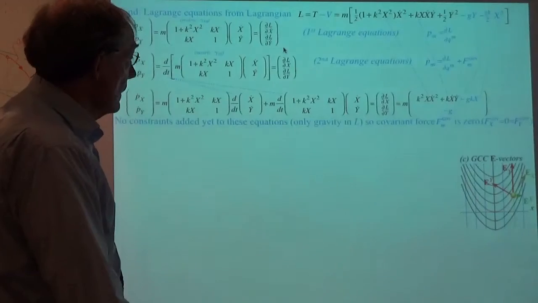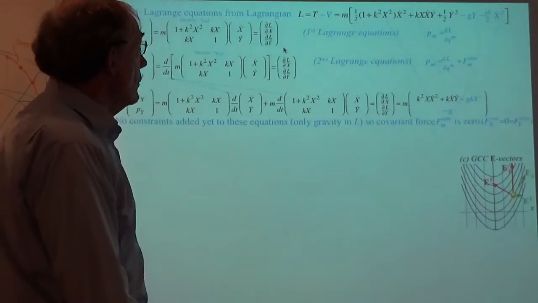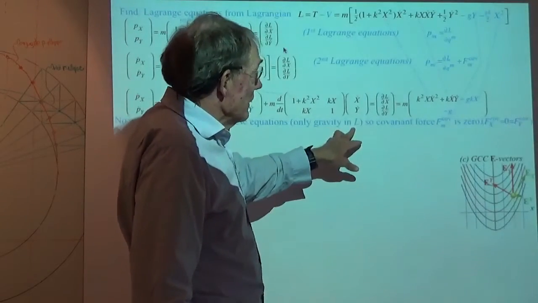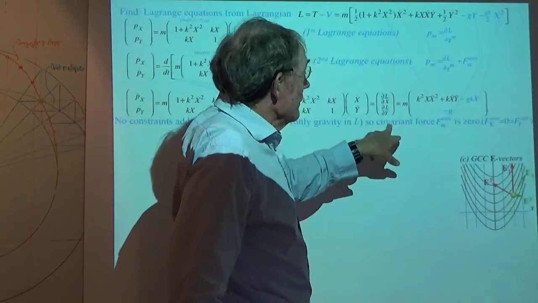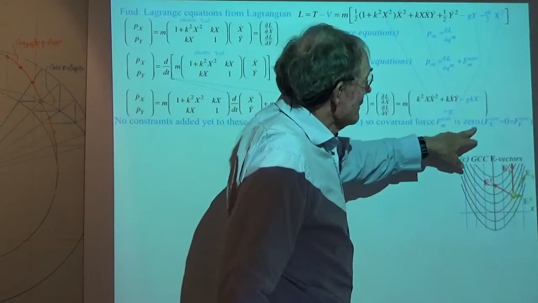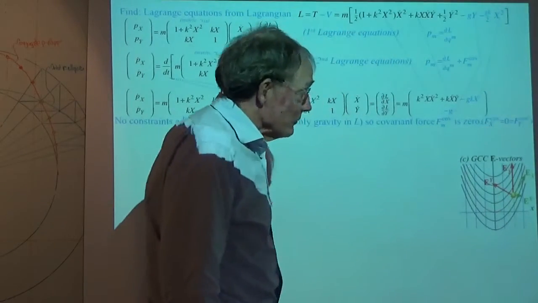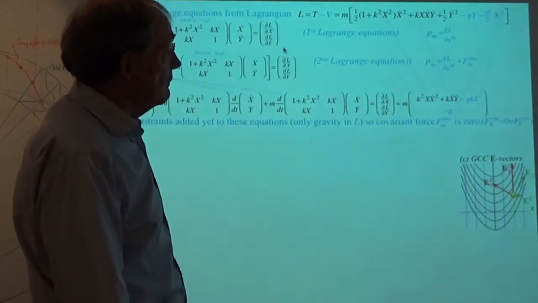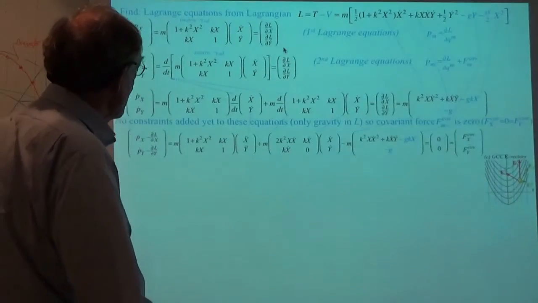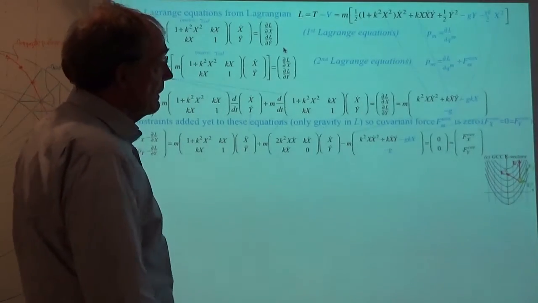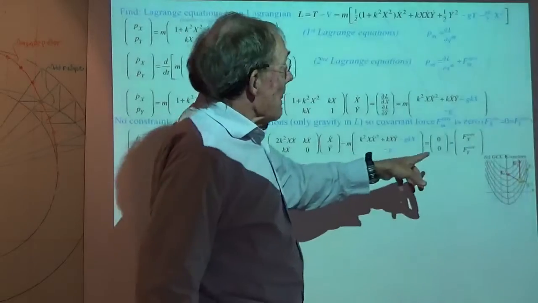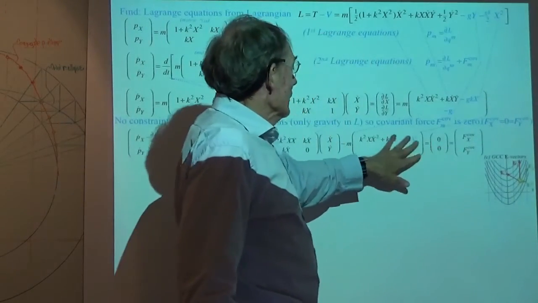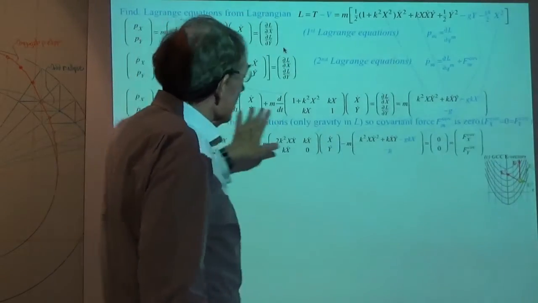Now, as I say, no constraints added yet to these equations. Only gravity is in the mix here, okay? So the covariant forces, these guys, are zero until we turn on the constraint. Right now it's free to move around in that coordinate manifold. And then we're going to turn the constraints on. We might as well get the algebra out of the way before we do that. So here's where the forces are going to be. Right now they're zero. And then there's this thing that we just calculated right here.